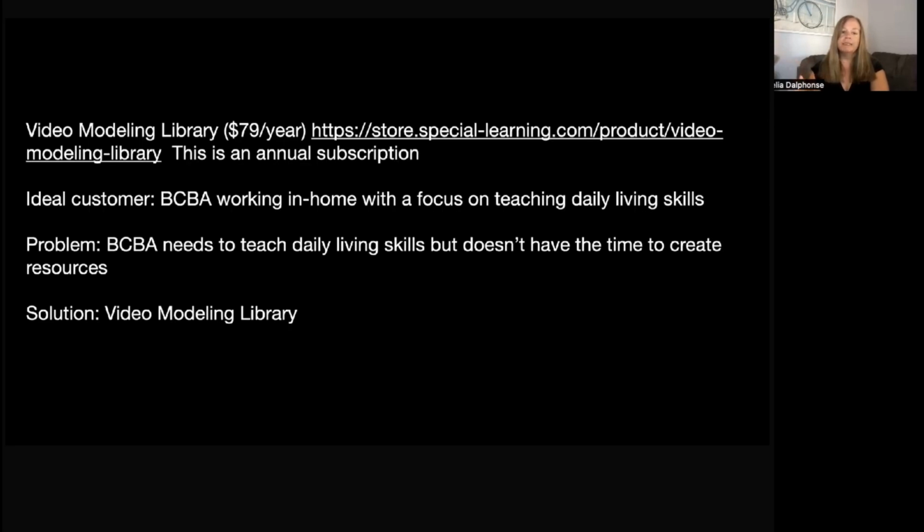So my ideal customer would be a BCBA working in home and with a focus on teaching daily living skills, given the products that are included in this subscription. So the problem is that the BCBA needs to teach daily living skills, but doesn't have the time to create all the resources that they need. And the solution would be the video modeling library.